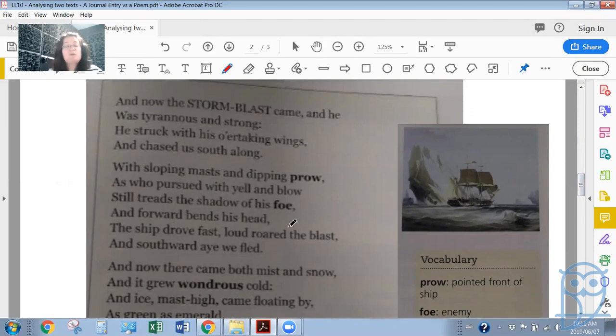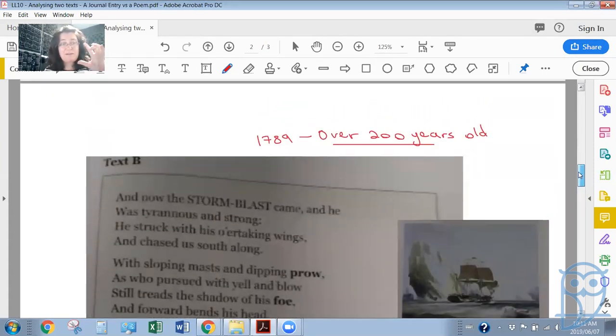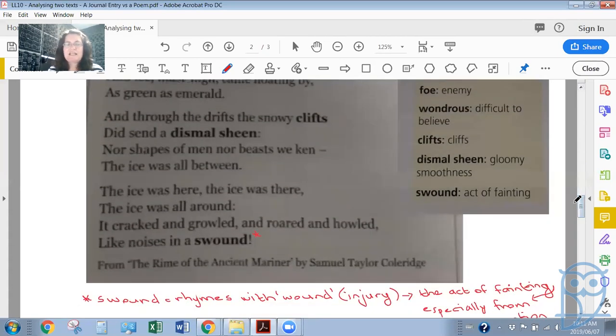Let's look at the poem, which recounts a similar experience. And this is just an extract of this very long ballad. This ballad is actually known as the Rime of the Ancient Mariner by Samuel Taylor Coleridge. And it is a ballad. So there is something song-like about it.